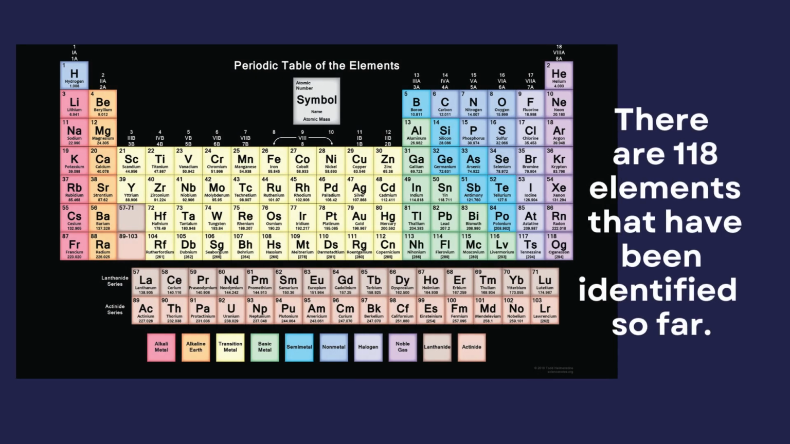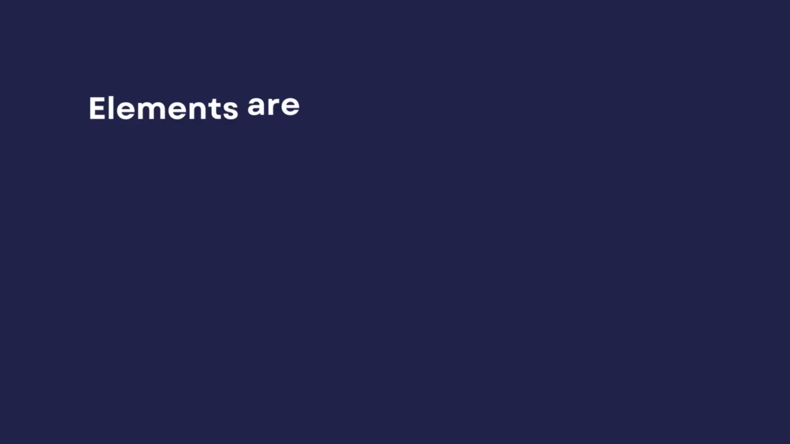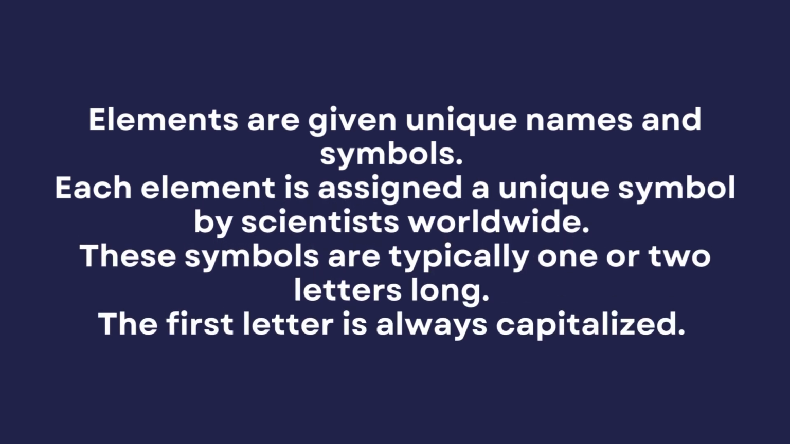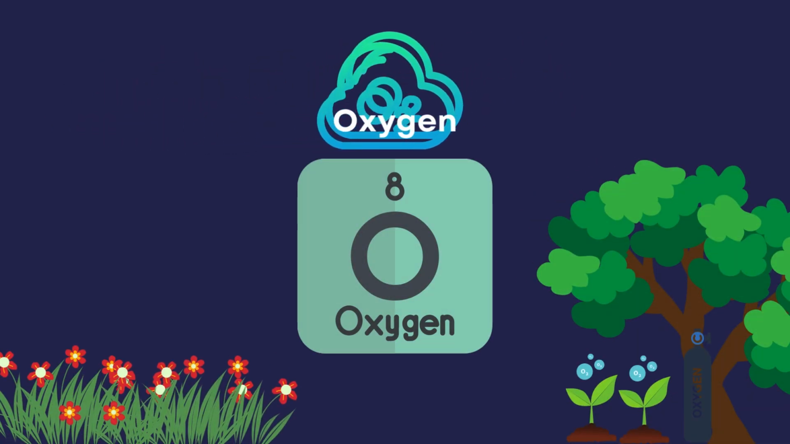There are 118 elements that have been identified so far. Of them, some occur naturally, while the others are man-made. Elements are given unique names and symbols. Each element is assigned a unique symbol by scientists worldwide. These symbols are typically 1 or 2 letters long. The first letter is always capitalized. For example, oxygen, O.